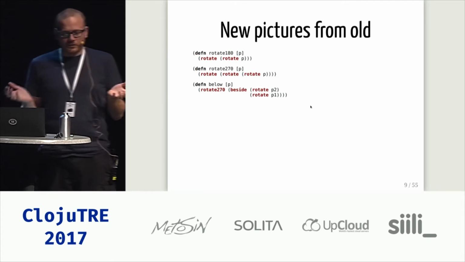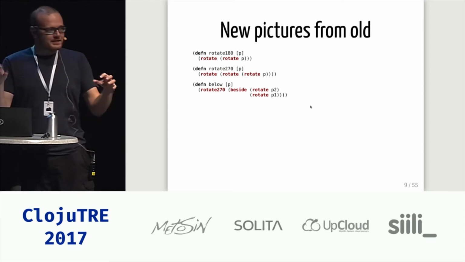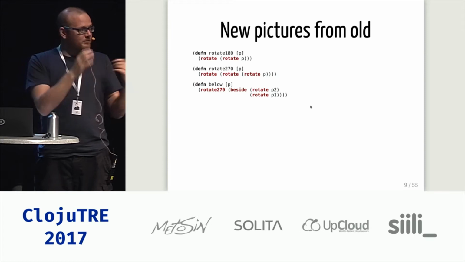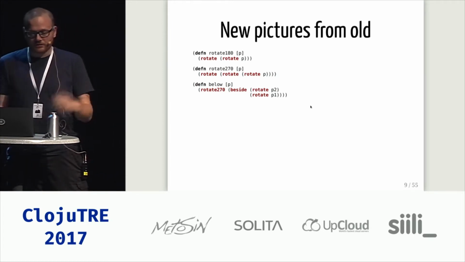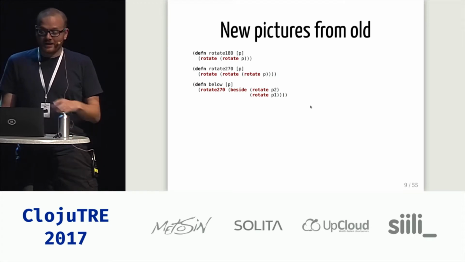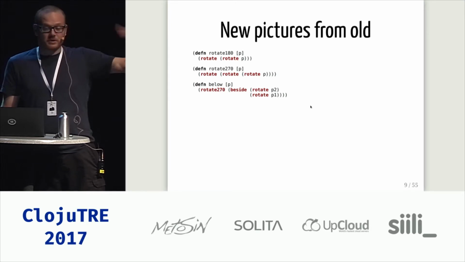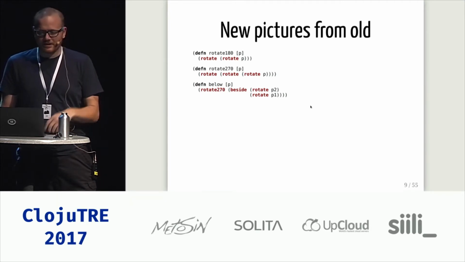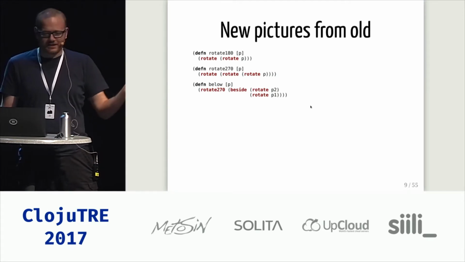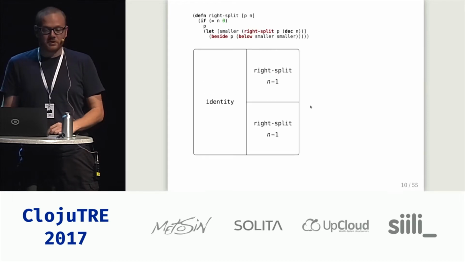So we've got functions that transform pictures. Because we're inside Clojure, we can apply these functions, and we can create new functions that use them, higher order functions, if you like. Oh, they're not obviously higher order functions yet, actually. So to rotate 90 degrees, we can do it twice and rotate 180 degrees. And then similarly for 270, we can create below if we've got beside and rotate. So we can build new functions from old, which builds new pictures from old.